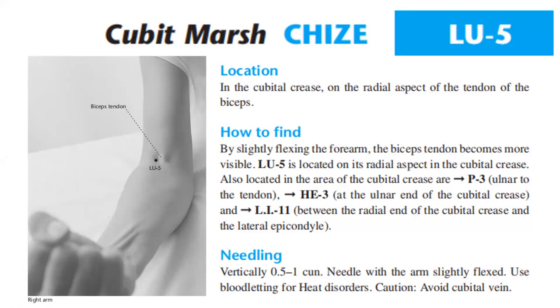Also located in the area of the cubital crease are PC3, ulnar to the tendon, Heart 3 at the ulnar end of the cubital crease, and LI11 between the radial end of the cubital crease and the lateral epicondyle. Needling: vertical 0.5 to 1 cun. Needle with the arm slightly flexed. Use bloodletting for heat disorders. Caution: avoid the cubital vein.